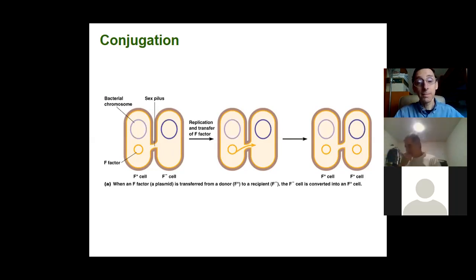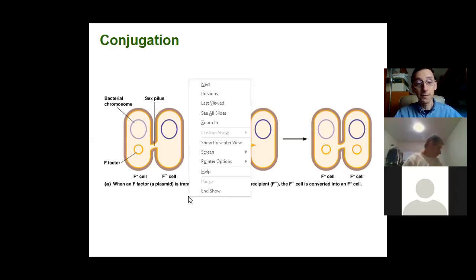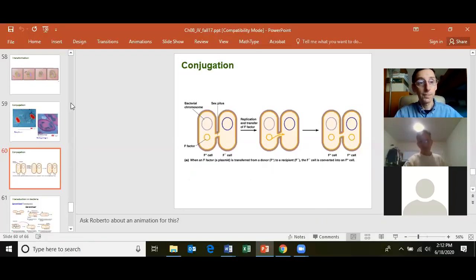Let me state that this cell gains new genes that it did not previously have. It never had any of the genes on the F plasmid, and now it has all of the genes on the F plasmid. So it gains new genes, and it expresses a new phenotype, and the new phenotype is the sex pilus. Any questions there? All right, that is conjugation.